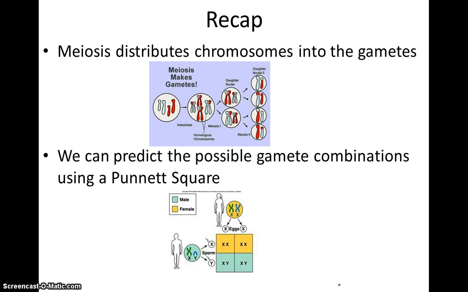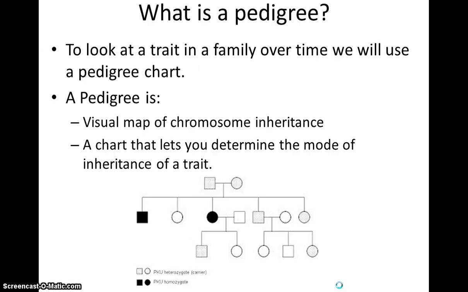to make those predictions. A pedigree is basically a picture. It's a chart that we're going to use to look at how those traits are inherited in a family or in a group of people over time. So I've said here, pedigree is a visual map of chromosome inheritance, so it's a way for you to see who has a trait and who doesn't. And this chart is also going to be something that we can use to determine the mode of inheritance. So again, pedigrees, we use them to look at traits over time.